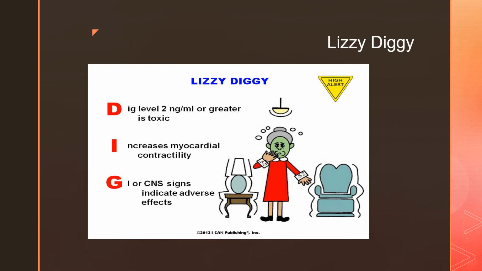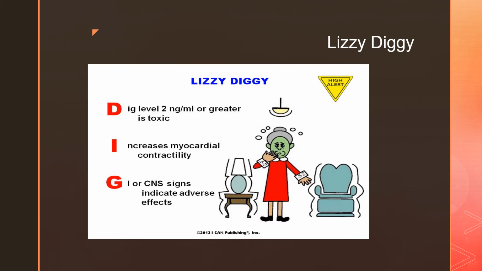We're going to move on to our next prototype drug here shortly, but before we do, I want to introduce you to Lizzie Digi. I love this graphic. So I want you to go ahead and maybe pull this out of the slide. You can print it up, save it.